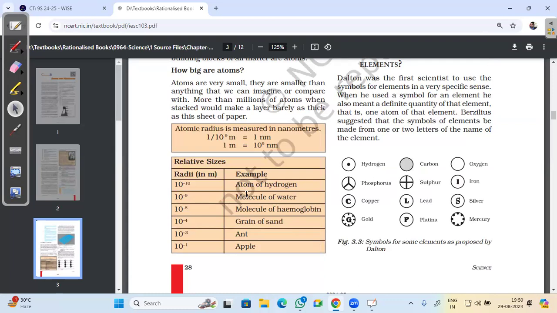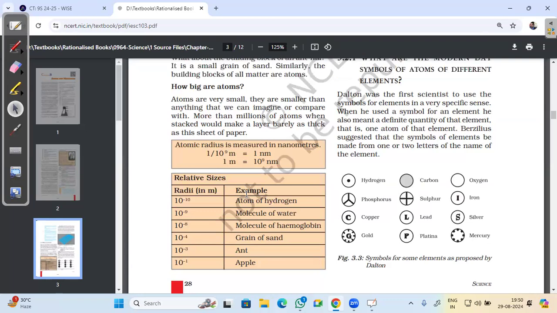Got it, everyone? So your homework today is, you have to see the symbols that were used for depicting these elements. These are some of the symbols which were used for depicting the elements. You see, hydrogen was depicted with the symbol of a circle and a dot. Then you have carbon, the way it was represented. So it was very tough to remember all these symbols.